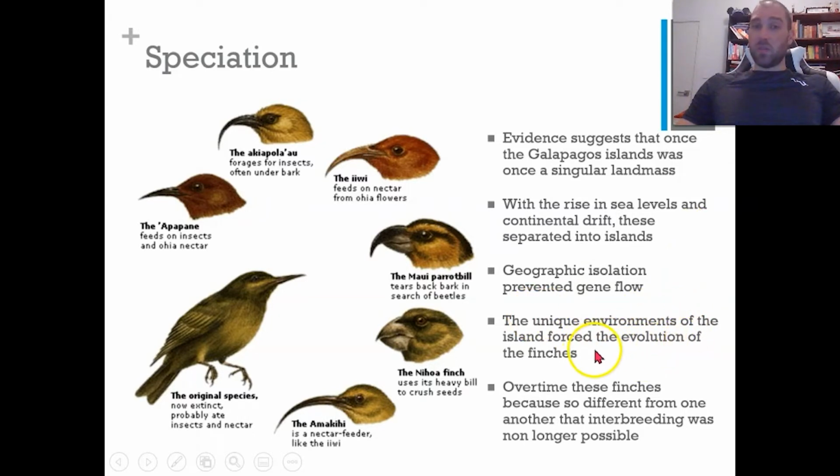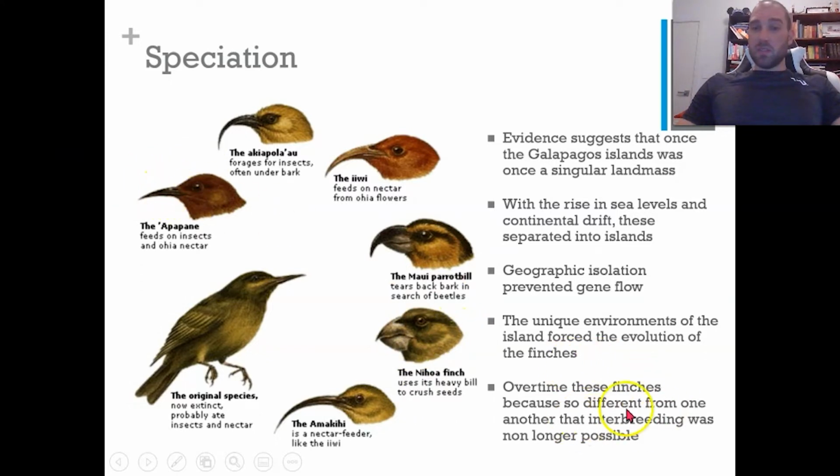Each island is slightly different, so they each have slightly different environments, and that has forced the evolution of the animals present, including finches. So here we have different finches that are on different islands of the Galapagos, so we can see how their beaks have adapted to exploit different food sources. So this one feeds on insects and nectar, whereas this one feeds on seed. So we can see we have different beak shapes because of the different food sources that the birds are exploiting.